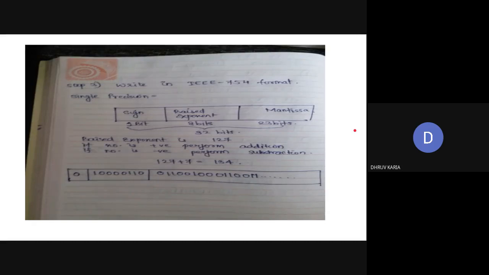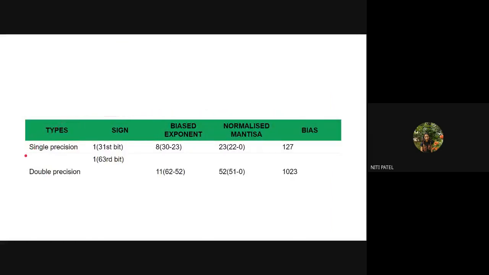Ma'am, from where did we get that 127? 127, it is fixed. For single precision, bias is 127. For double precision, bias is 1023. I have not got it from anywhere. The concept says that if it is single precision, the bias value has to be taken as 127. And if it is double precision, the bias value has to be 1023. Okay, ma'am. Clear. Now I have represented it in single precision. Similarly, I will represent it in double precision also.